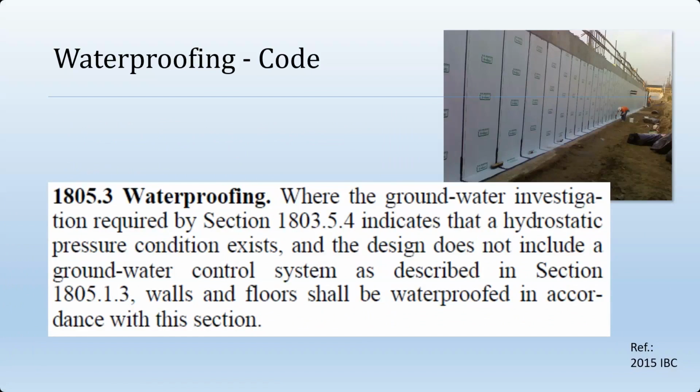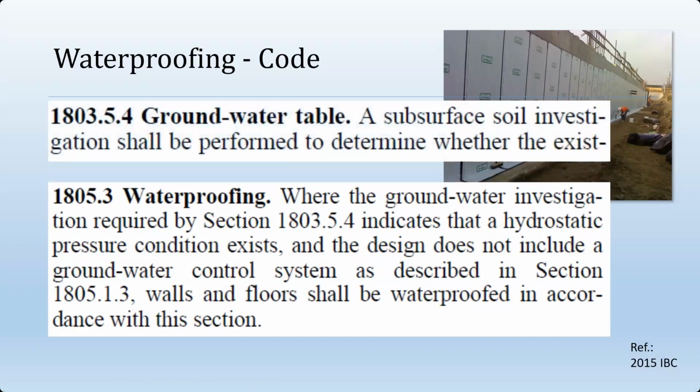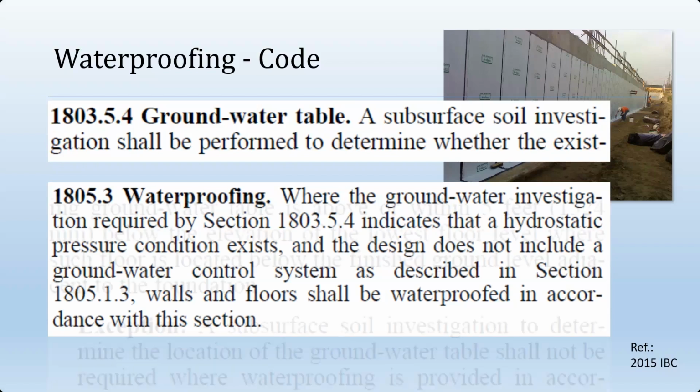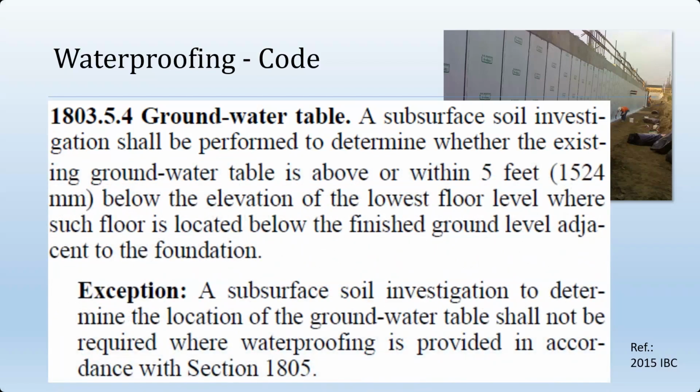earlier, indicates a hydrostatic pressure condition exists, the design should not include a groundwater control system, such as a drain tile system, and the walls and floors shall be waterproofed in accordance with this section. A subsurface soil investigation shall be performed to determine whether the existing groundwater table is above or within 5 feet below the elevation of the lowest floor.